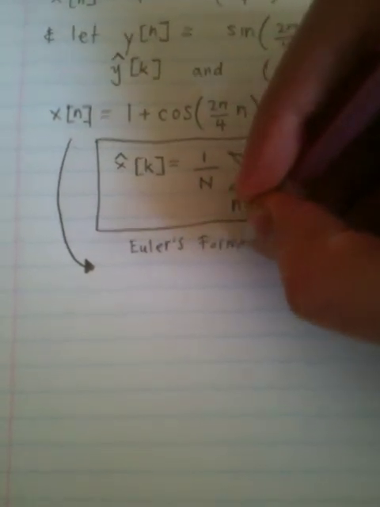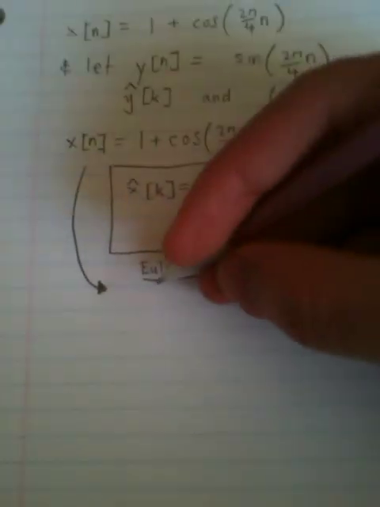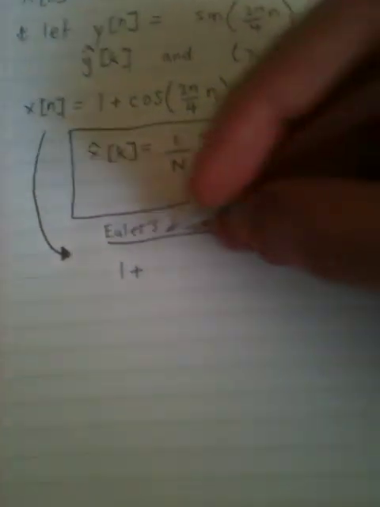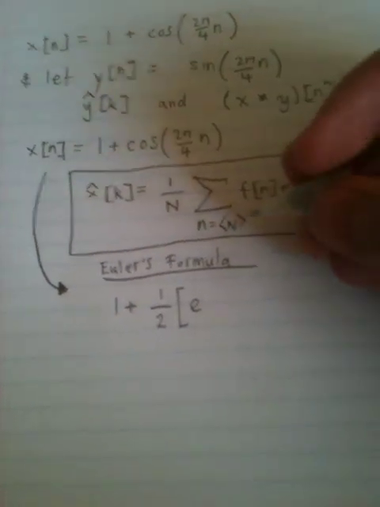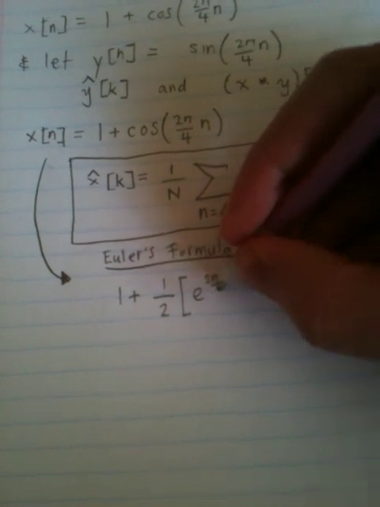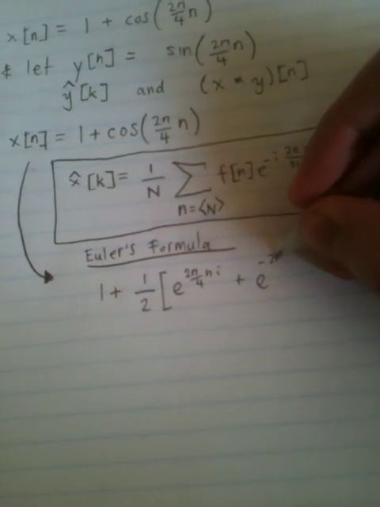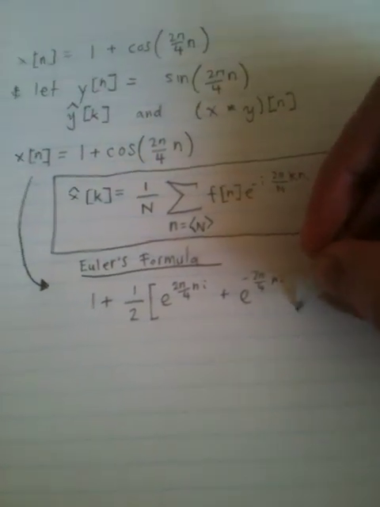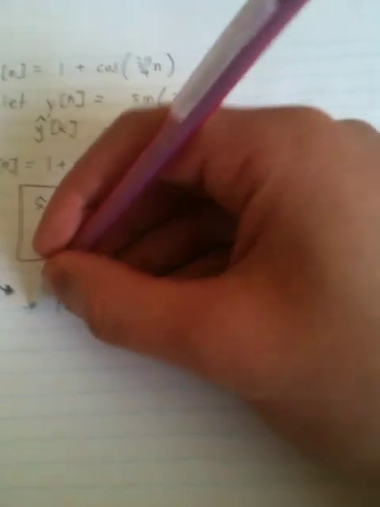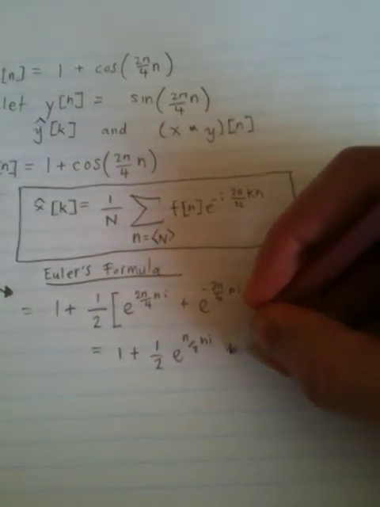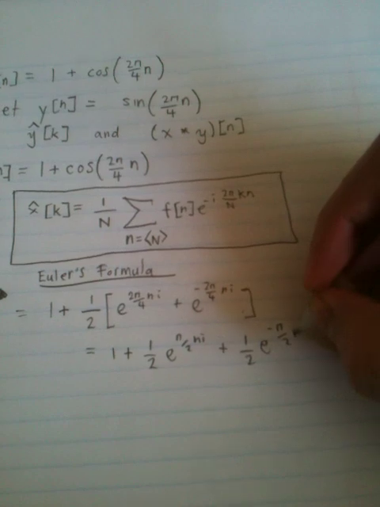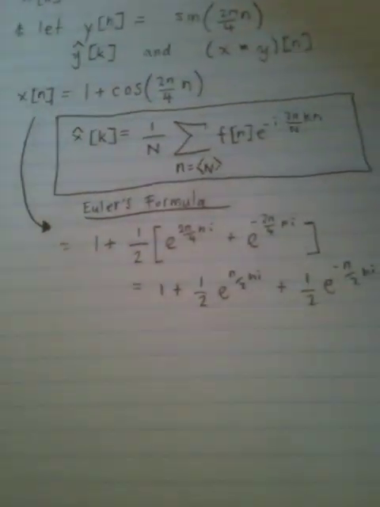Okay, but there's an easier way. We're going to use Euler's formula, and it will break this into its components. Euler's formula is something like this: e to the 2 pi over 4 n i plus e to the negative 2 pi over 4 n i, which will give us 1 plus a half e to the pi over 2 n i, simplifying, plus 1/2 e to the negative pi over 2 n i.